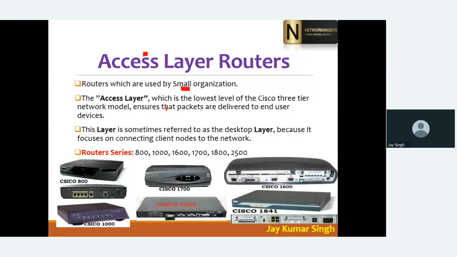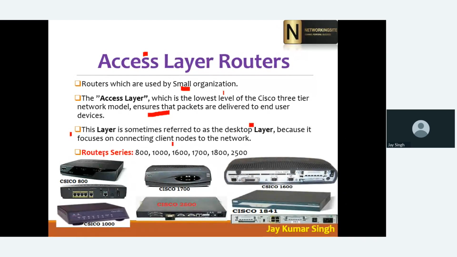The access layer is the lowest level of the Cisco networking model. It also ensures that packets are delivered to the user devices. When data is coming from the internet, before reaching the end user it comes to the access layer router. This layer is also known as the desktop layer router, because it is connected to the end users of the network.